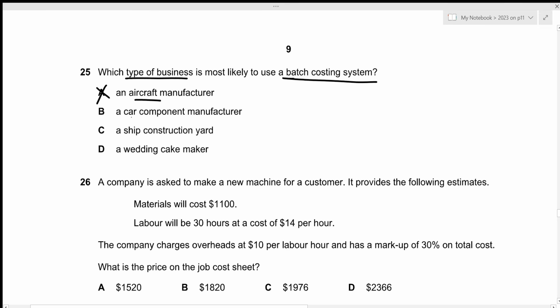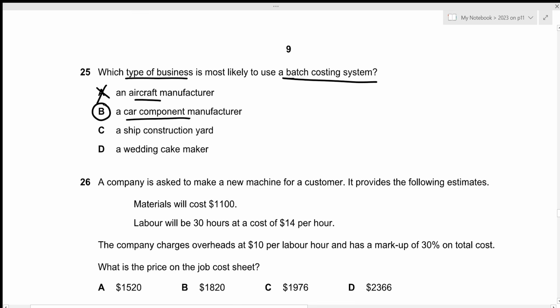The second one is a car component manufacturer. Okay, so the component will be the same, right? And no one is going to produce a component independently. That might be the case for a car itself, but we're talking about a car component. And the component will go through a batch production or a mass production. So option B is the correct answer we're looking for.